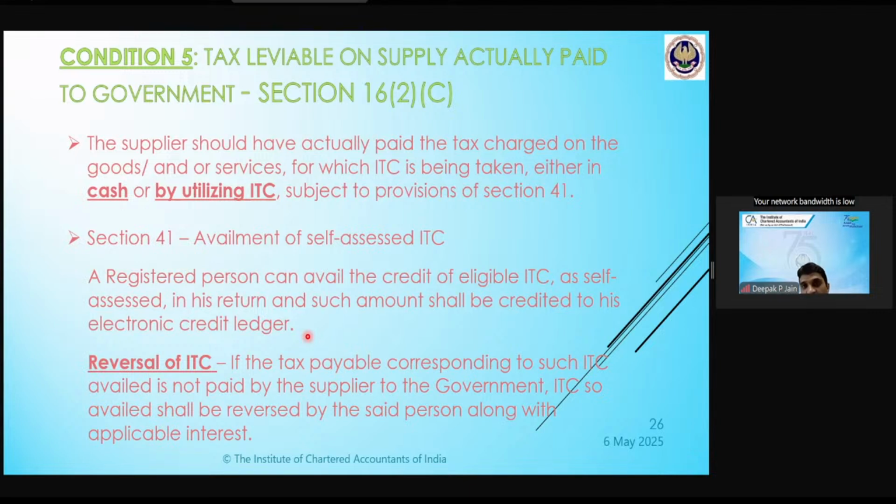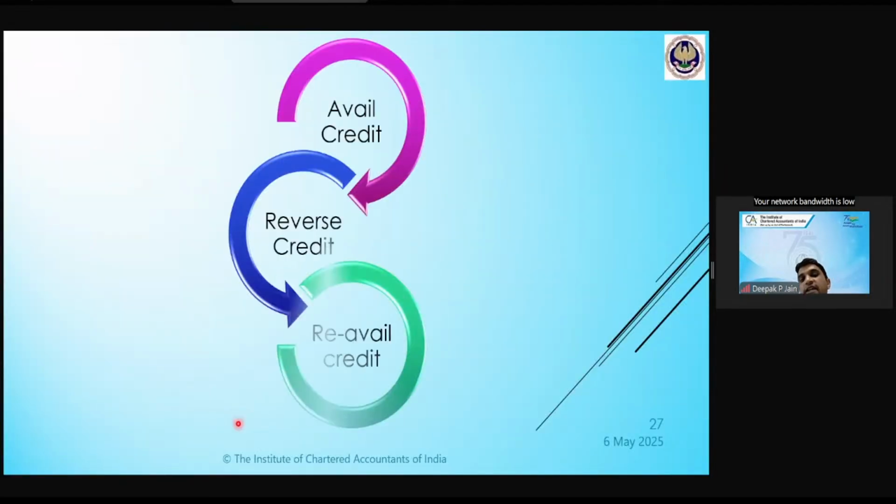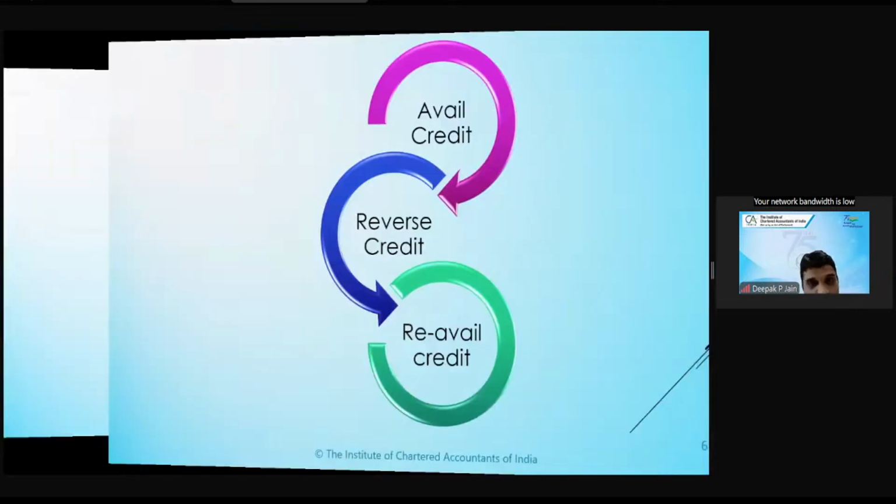And reversal of ITC, which we were talking about: if the tax payable corresponding to such ITC availed is not paid, then ITC so availed shall be reversed. So section 41 says that आप क्रेडिट लीजिए, अगर आपको पता चलता है कि सप्लायर ने पे नहीं किया है तो आपको रिवर्स करना पड़ेगा. So avail, reverse and re-avail. 41 says you reverse it if the supplier has not paid. If he pays, you can re-avail. So first avail the credit based on other conditions. Once you know he has not filed the returns, then reverse it and re-avail it when the supplier files it.